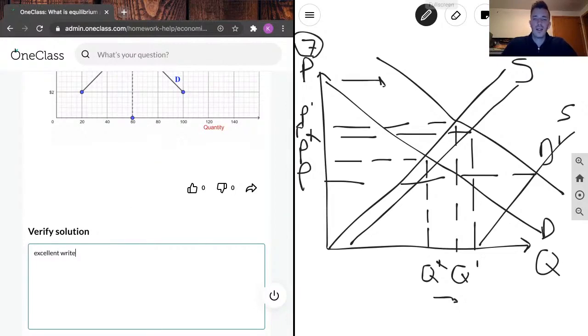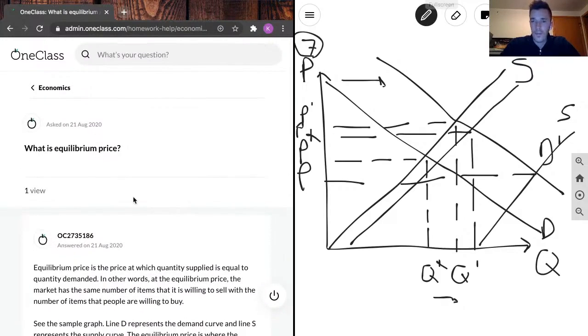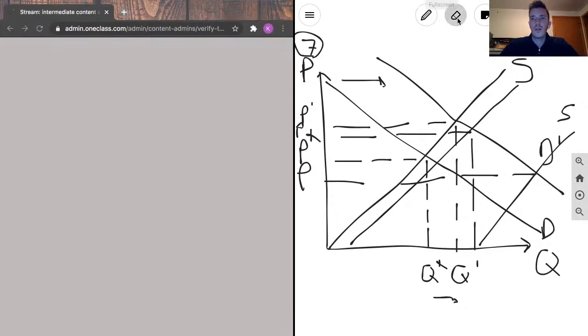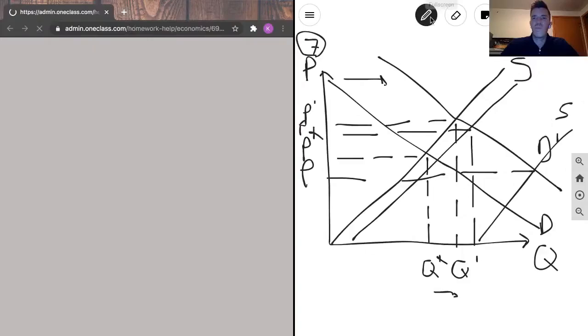Say, excellent write-up. The graph is a nice touch. Keep up the good work. I don't think I have anything else to add, so we can move forward to question 8 here.